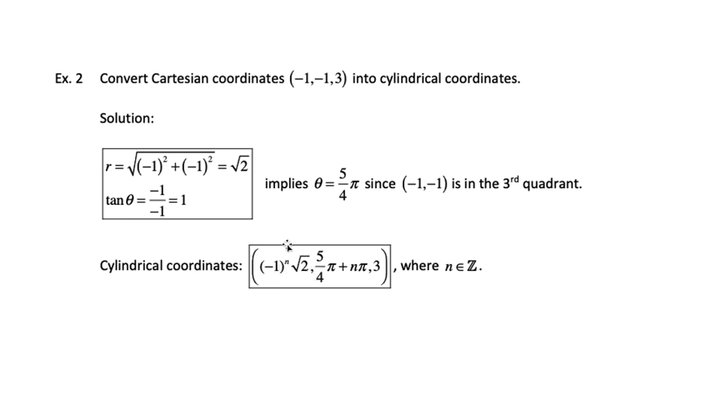-1 to the nth power times the r, right? And then our angle theta, 5/4 pi plus any integral multiple of n times pi, that's the same n in both cases, comma 3. Okay? So we've got all the cylindrical coordinates that we could wish there.